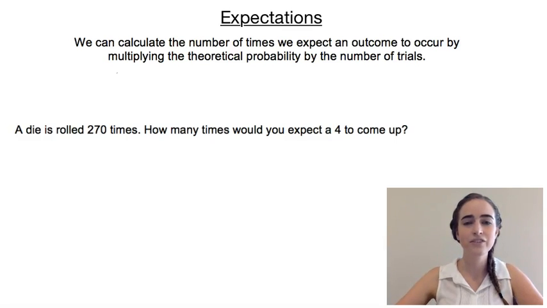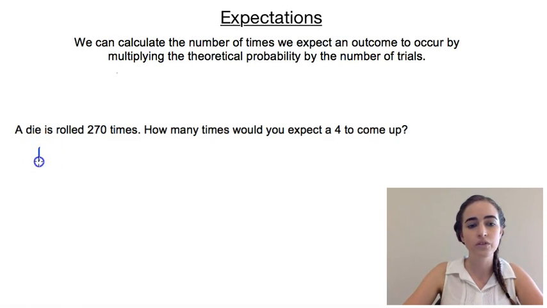In this video, I want to have a look at expectations. We can calculate the number of times we expect an outcome to occur by multiplying the theoretical probability of that outcome by the number of trials. For example, if we have a die and we roll it 270 times, how many times would we expect a 4 to come up?